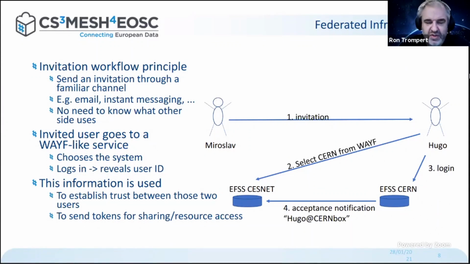Part of the invitation also consists of a link. What Hugo at CERN does is click on the link and end up in some kind of where-are-you-from service at the source site at Chestnut, and select his sync and share service. And then Hugo logs into his own sync and share service and accepts the notification. And with accepting this notification, Hugo's identity on the CERN service, and also the CERN service itself, that information is sent along with the acceptance notification to the originating site. So this is how we establish a trust relationship. And based on that, you can share a lot of other stuff as well.